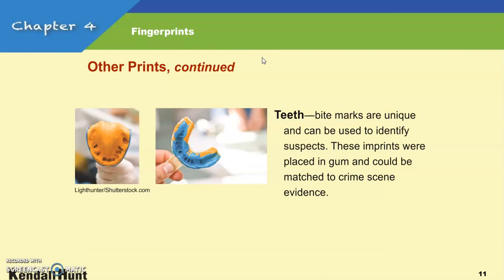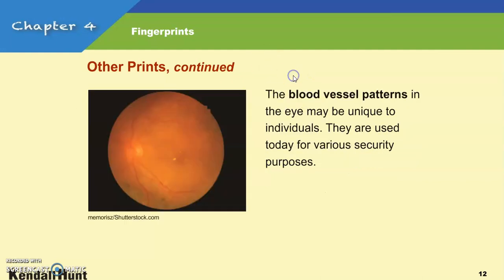Teeth marks or teeth prints. Bite marks are unique and can be used to identify suspects. These imprints were placed in gum and could be matched to crime scene evidence. We also have the blood vessel patterns in the eye that may be unique to individuals as well, and they are used today for various security purposes.